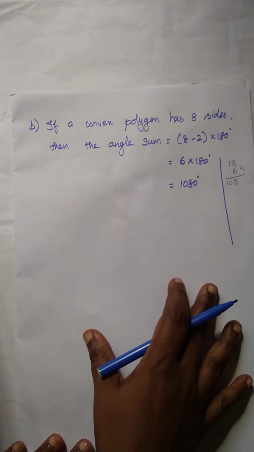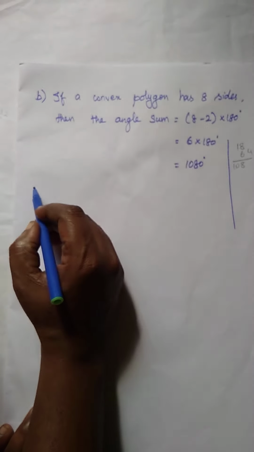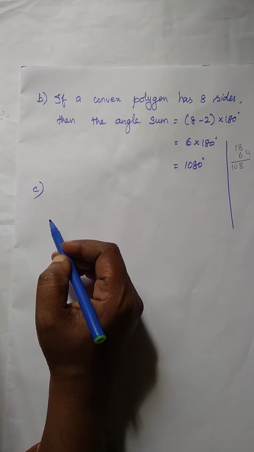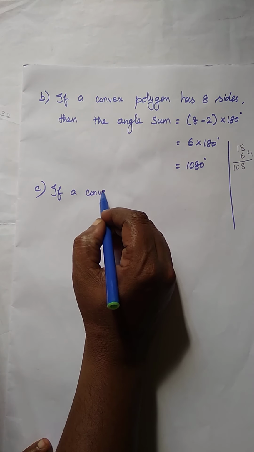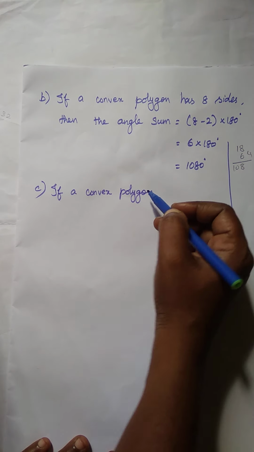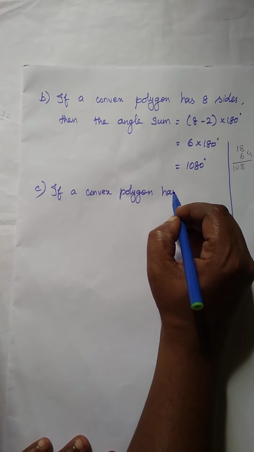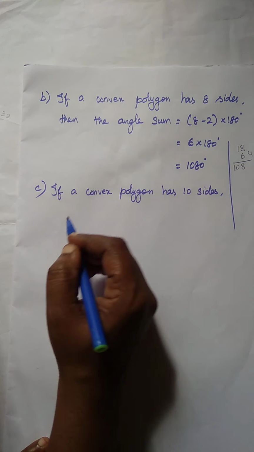Okay. Next, C. You do this in your rough column only. Next option, C. If a convex polygon has 10 sides, the next question is for 10 sides. Then the angle sum.